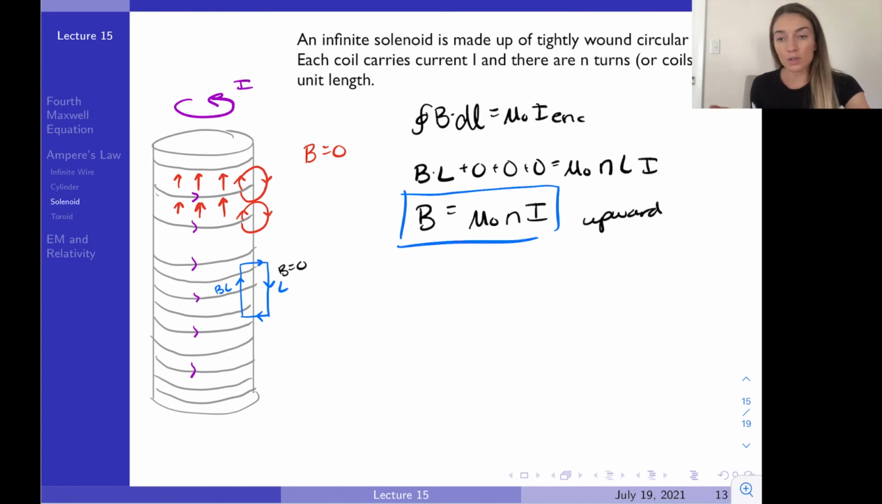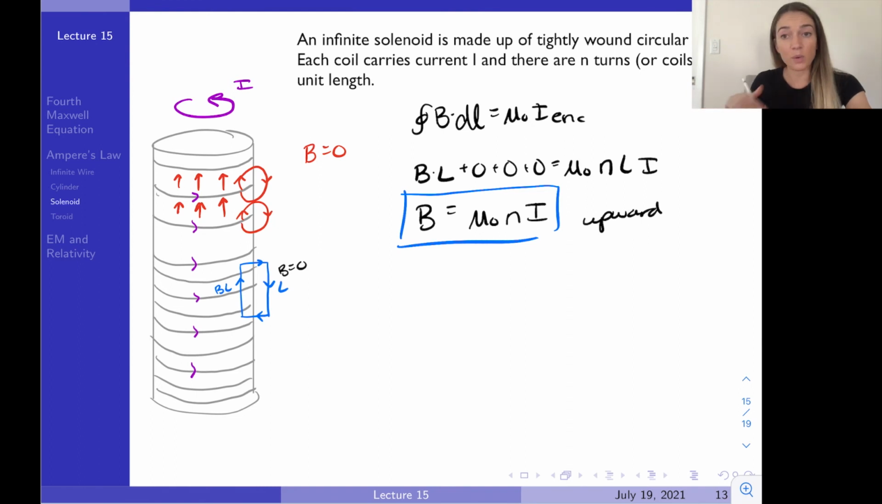So for solenoids, what you do is you wrap your hand in the direction of the current, and your thumb will give you the direction of the magnetic field. Very similar to the right-hand rule when we did magnetic dipoles. Just wrap your hand in the direction of the current. The current is going this way, how I drew it, so my magnetic field is pointing upward.